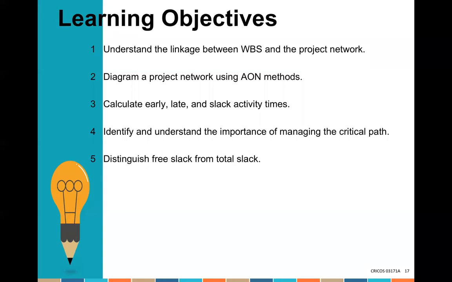We're going to talk about slack. What is slack? We're going to distinguish the difference between free slack and total slack, to name a few.